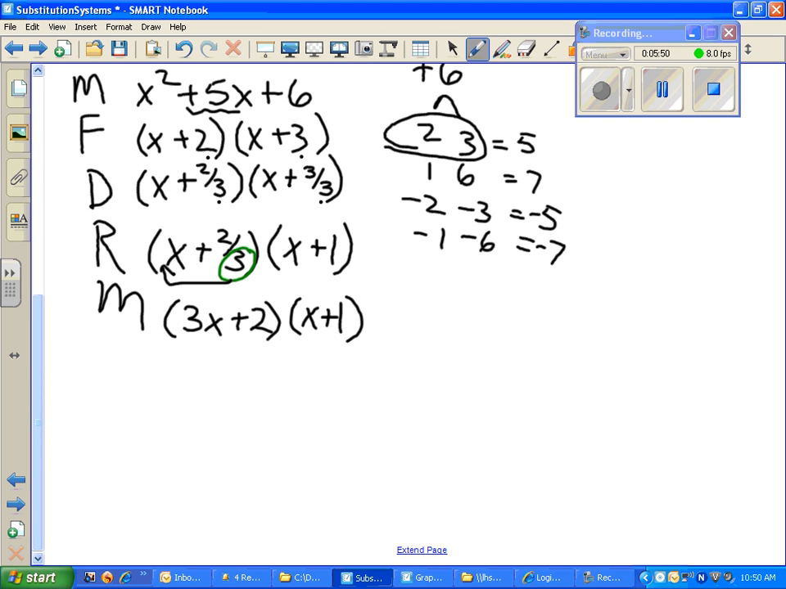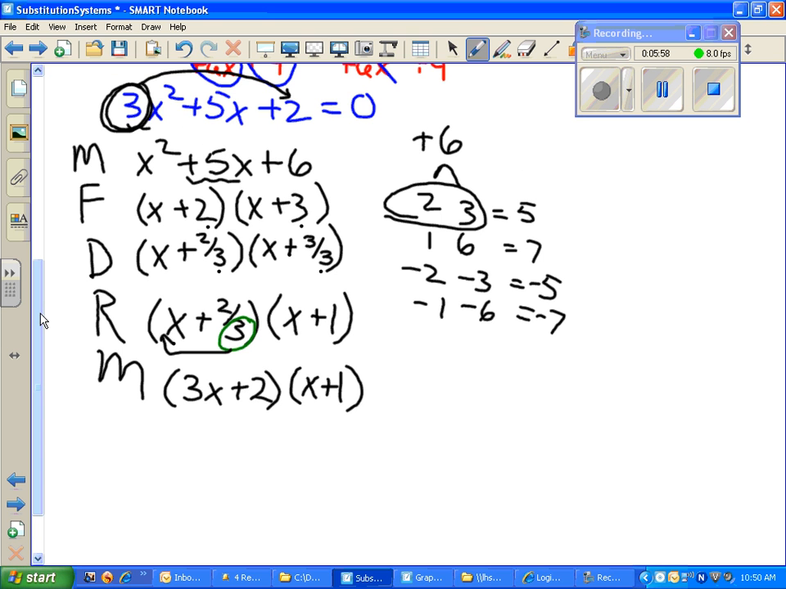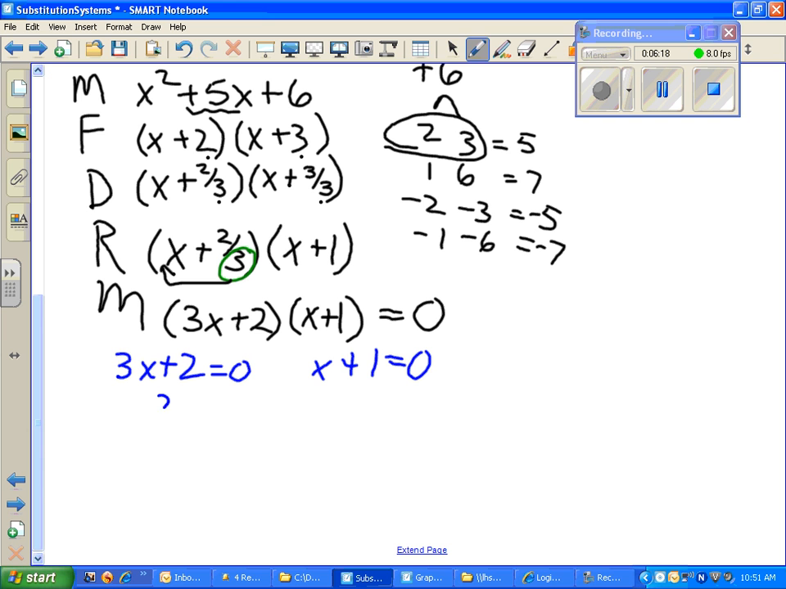But we're not done because we're solving a system. And what this means is that we need to find our x's and then plug in and find our y's. So I'm going to look back up top just to show you it was equal to 0. So essentially these factors are equal to 0. So I'm going to set each factor equal to 0. 3x plus 2 equals 0. And then x plus 1 equals 0. So subtract the 2 here, 3x equals negative 2. Divide by 3, negative 2/3 for that one. Subtract the 1 here, x equals negative 1. Those are my two x values.